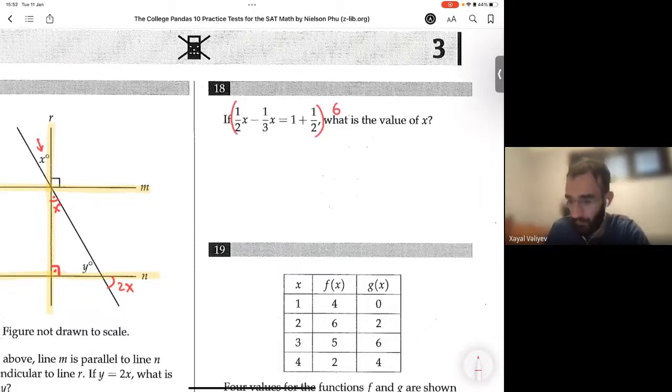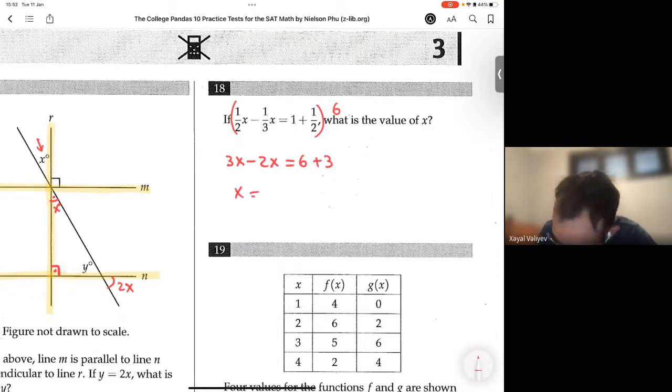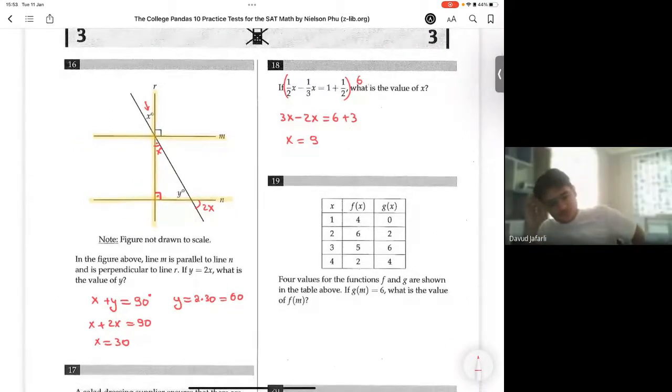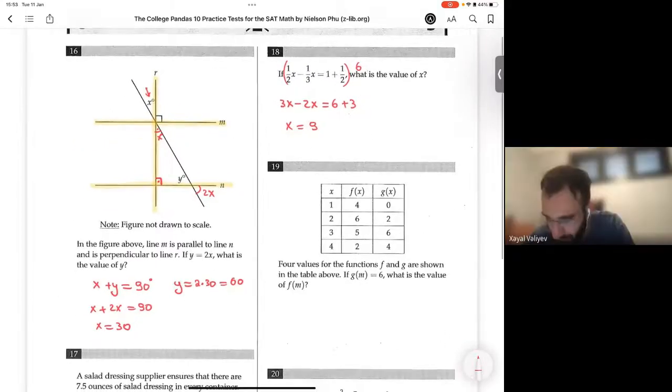If I multiply 6 by half, I'm going to have 3x. If I multiply 6 by 1/3, I'm going to have 2x. If I multiply 6 by 1, it's going to be 6. If I multiply half by 6, it will be 3. Then x equals 9, and that's my answer. Did you get what I did? It's a magic.